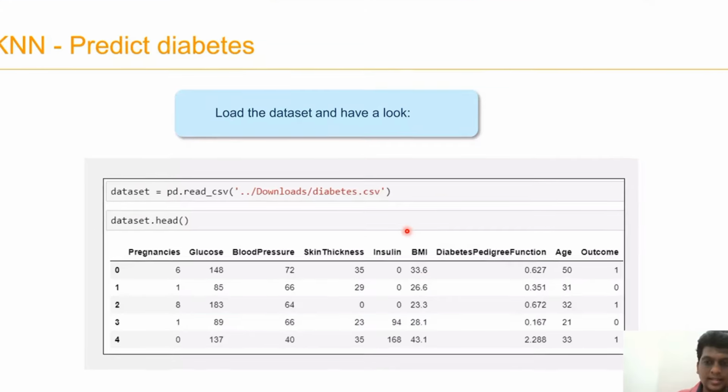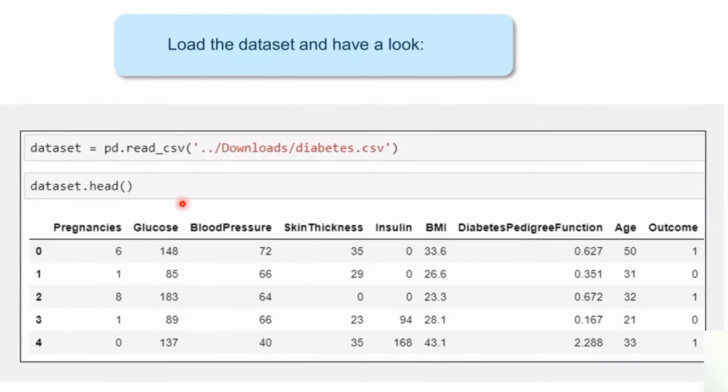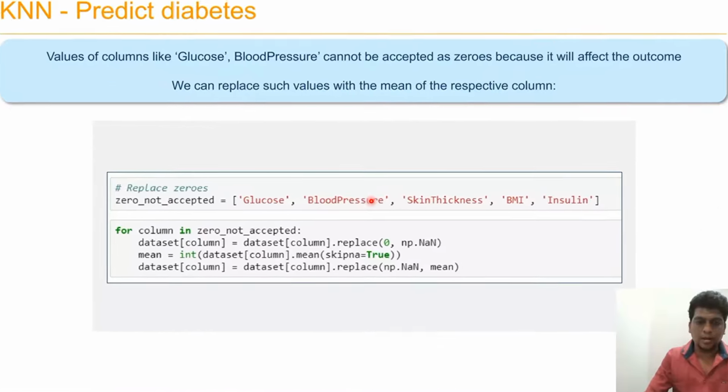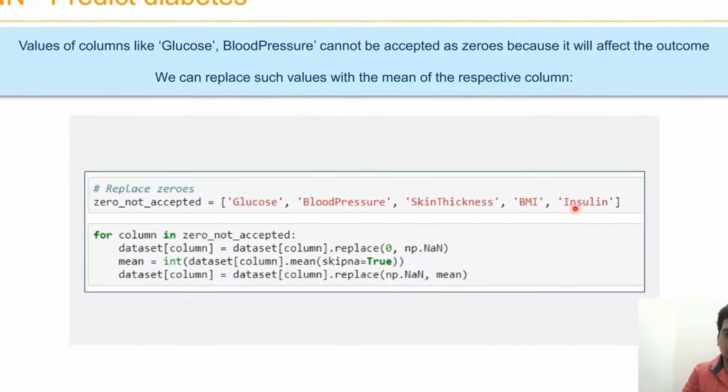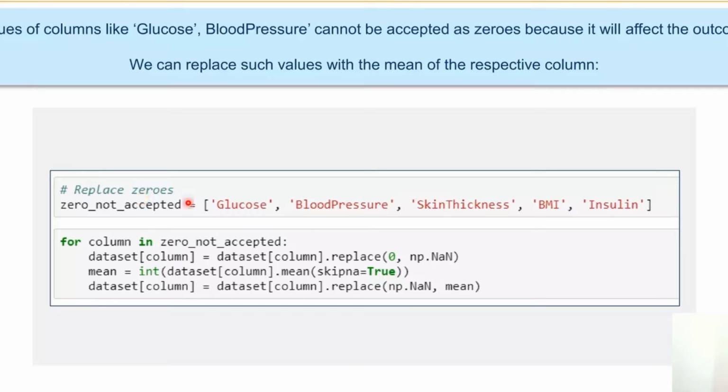So we have to load the diabetes data set. Based on the categories we have the values: glucose, blood pressure, skin thickness, insulin, BMI, diabetes pedigree function, the age and the outcome. The values of glucose, blood pressure, skin thickness, BMI and insulin need not be 0. If it is 0, it is taken as an undefined value. So we have to replace all the zeros.